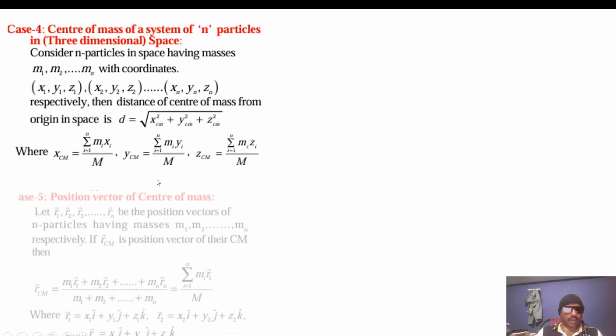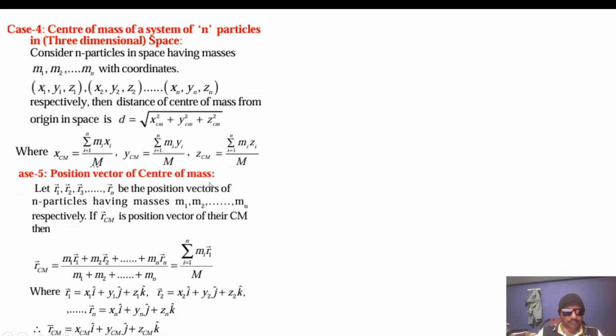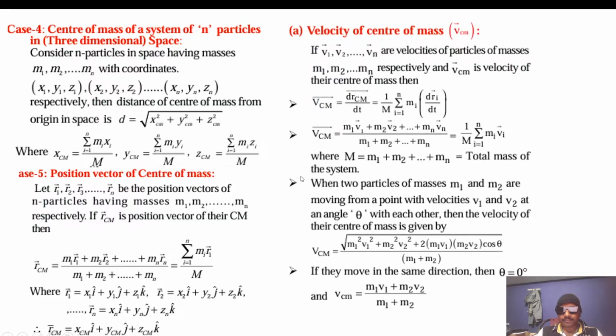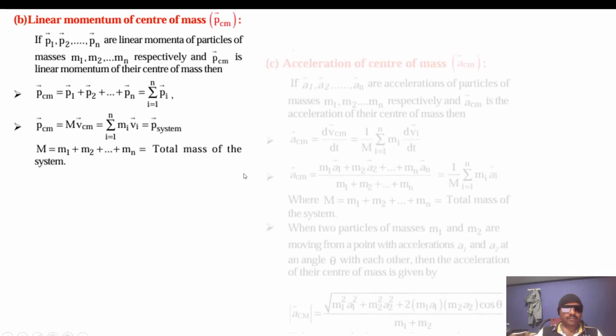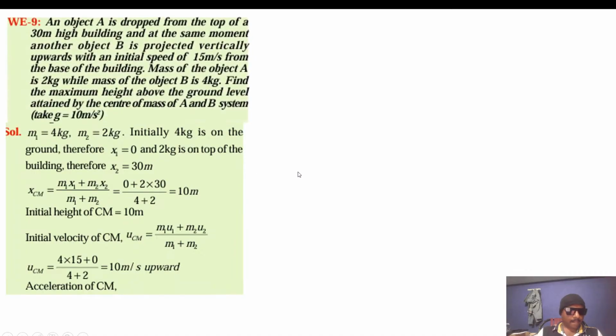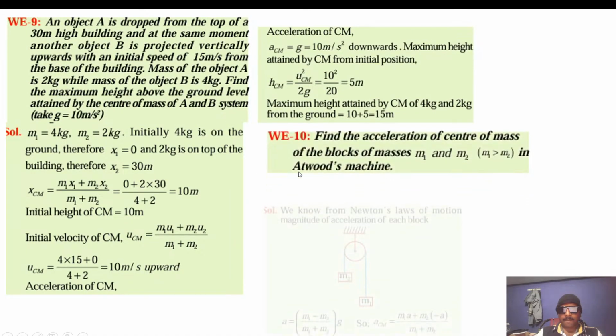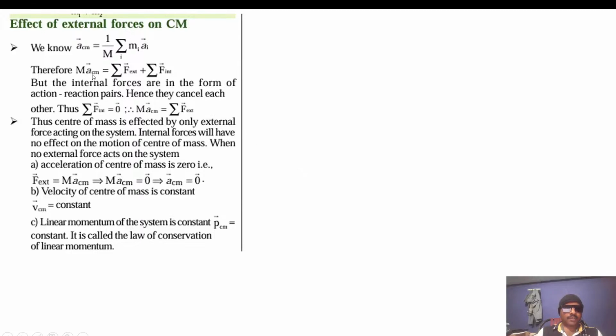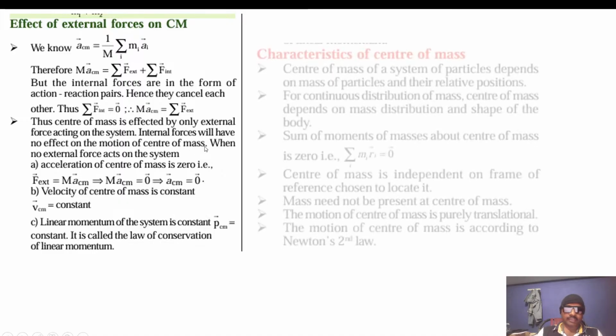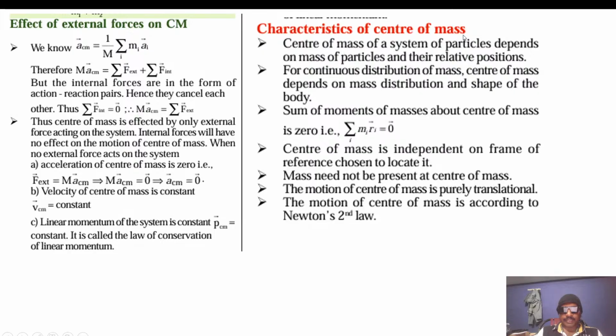Now we have an important point here: the effect of external force on center of mass. If external force is 0, there is no effect on the center of mass. Okay, external force is 0, center of mass will not change. Due to the internal force, it will not be affected. Only external force affects the center of mass. Characteristics of center of mass.